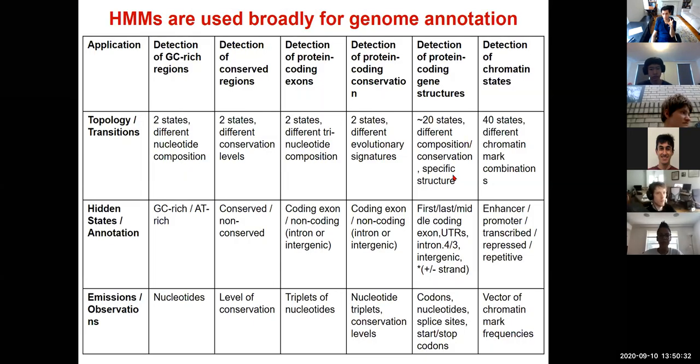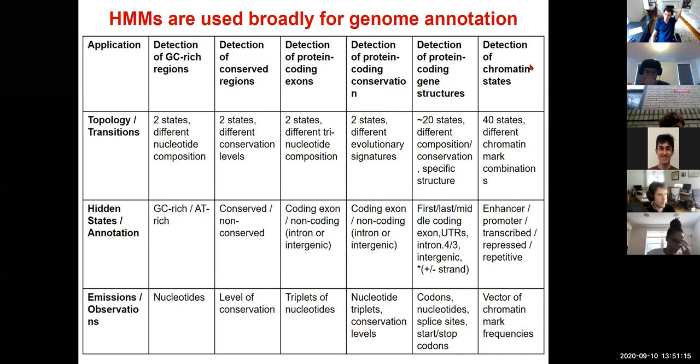Basically there could be a start codon, an end codon, an exon, an intron, and I could have 20 different states, each with a different set of compositional and conservation patterns and a very specific structure of transitions between these states. For example, a first exon, a last exon, a middle exon, an untranslated region, an intron, multiple memories for what number of codons I've seen, whether I'm on the plus strand or minus strand, etc. So basically, this can be a lot more complicated. And then the observations or the emissions can be codons, nucleotides, splice sites, etc.